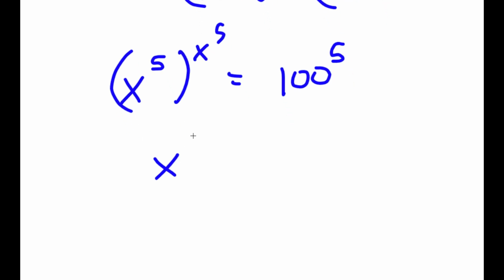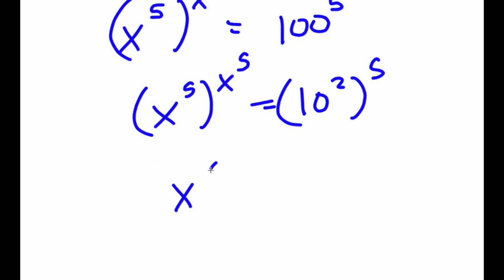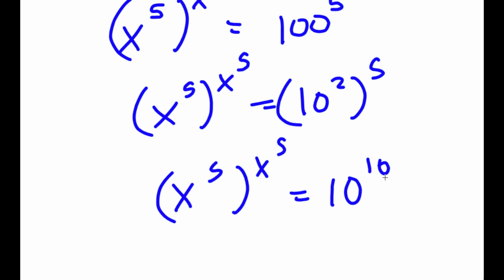Now 100, I'm going to rewrite that as 10 squared. So now I have x to the power of 5 to the power of x to the power of 5 is equal to 10 squared to the power of 5. And this is the same thing as x to the power of 5 to the power of x to the power of 5 is equal to 10 to the power of 10.